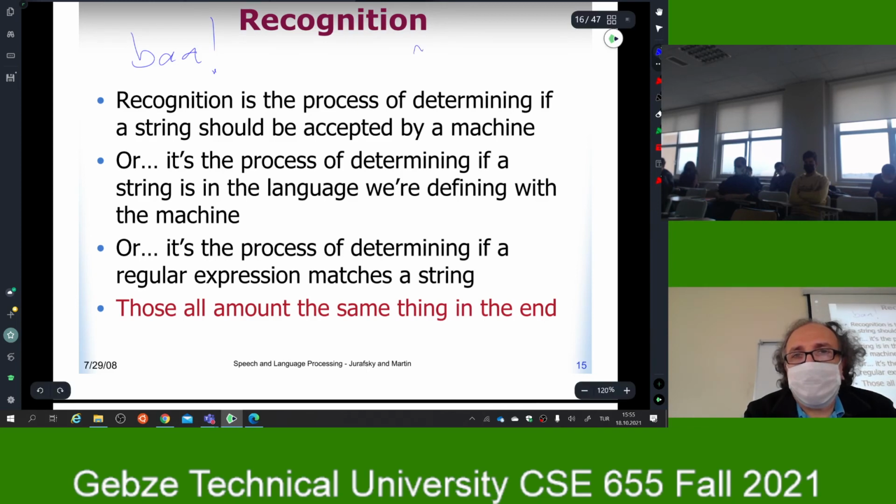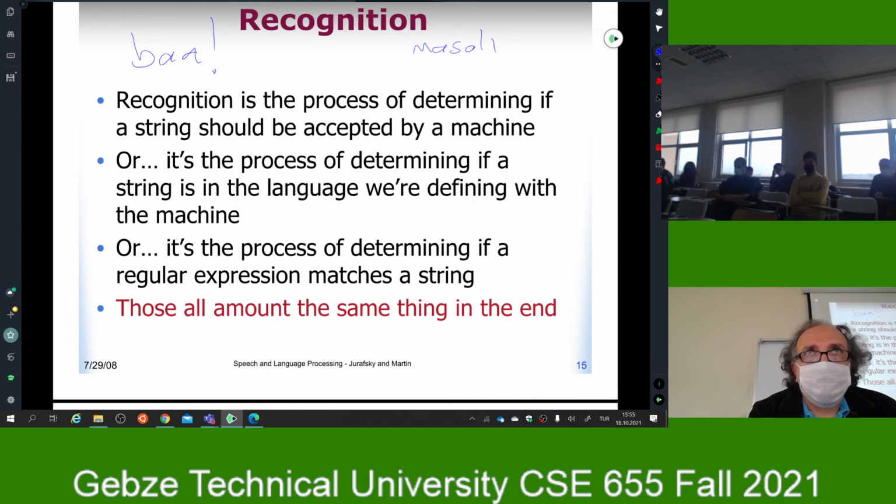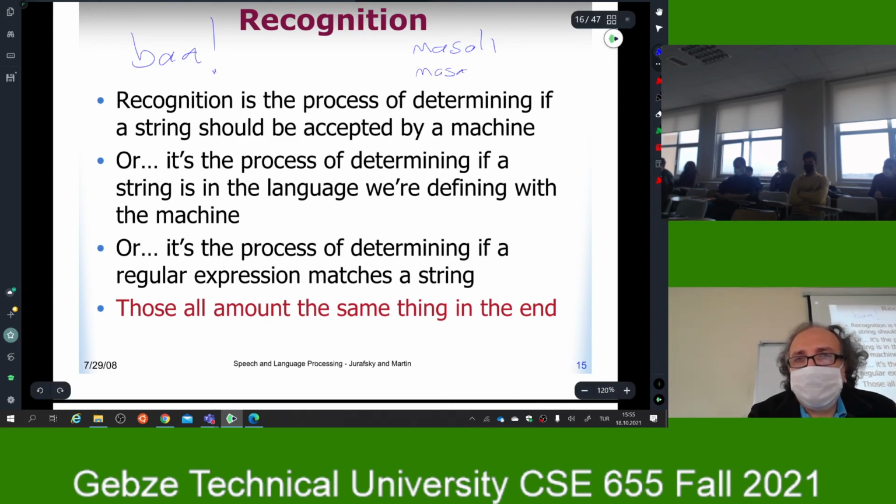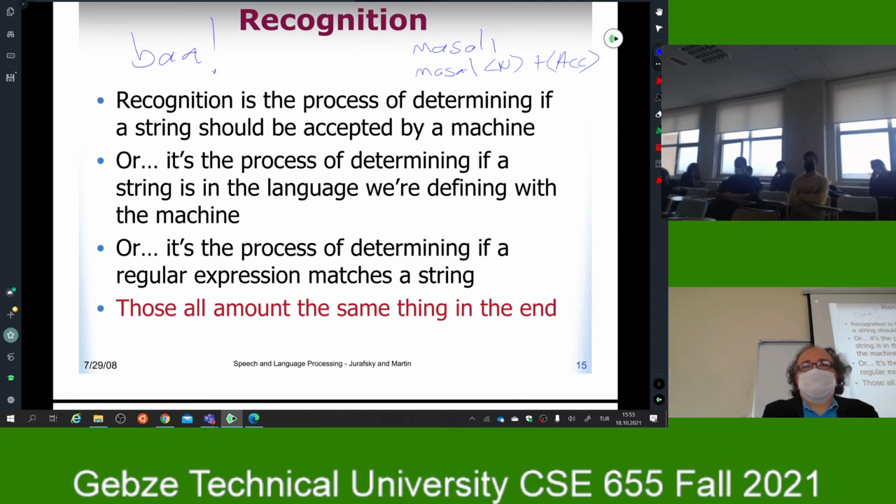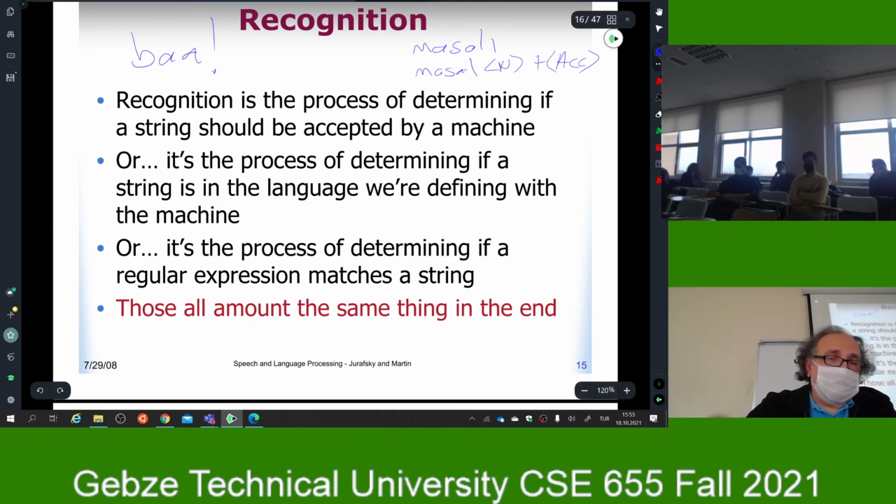Remember this one? When I show you this word masalı, is this a morphologically sound Turkish word? Yes, it is, but tell me how you recognize it. I recognize it this way. This is the root word, the noun, plus I have this accusative suffix. So I know that I recognize it because of this root word. There might be other ways of recognizing that too.